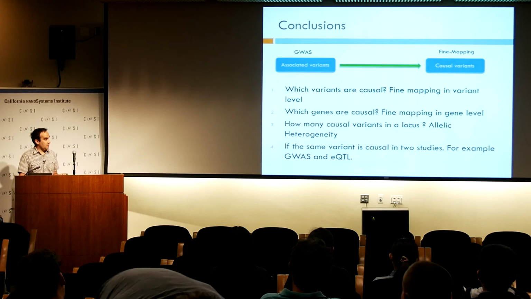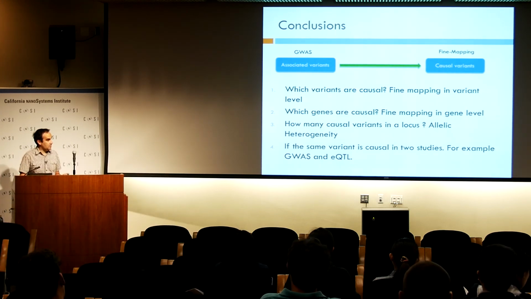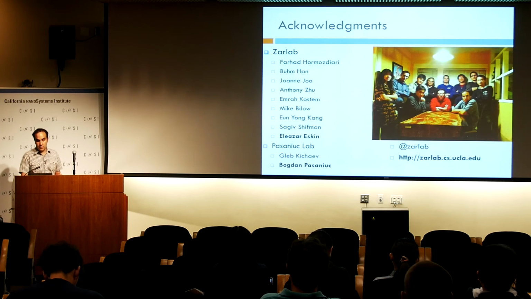Okay, so in conclusion, we're interested in this fine mapping problem. That's which variants are causal, which genes are causal, how many causal variants are in a locus, and whether the same variant is causal in 2 studies, for example, GWAS and eQTL.